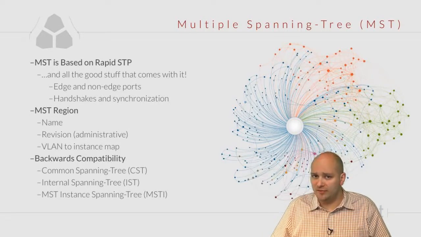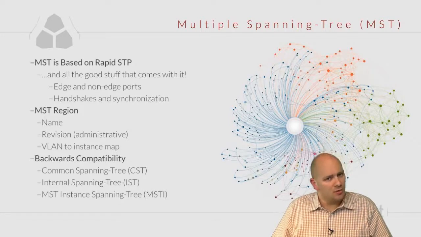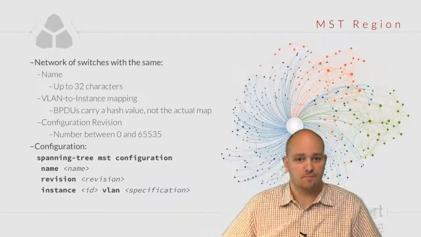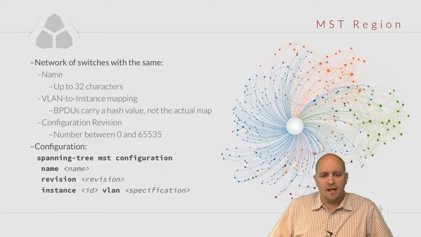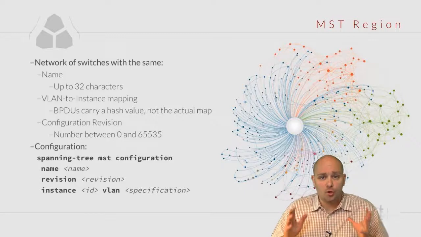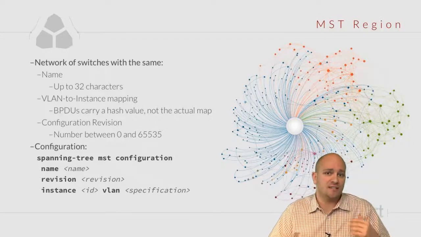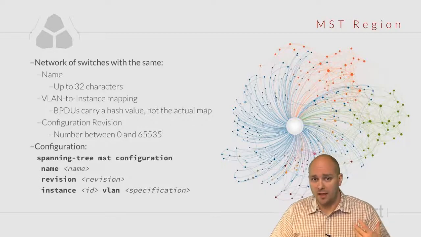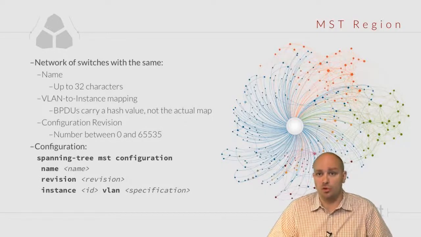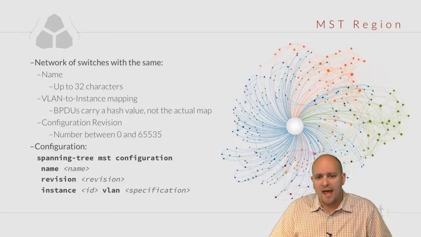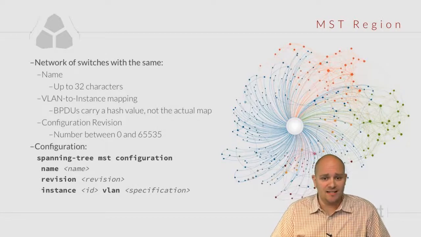There is a lot of stuff here that may sound confusing and may be a lot to fathom, so let me go ahead and explain a couple of these concepts. So let's talk about the MST regions. As I mentioned before, the MST region is a group of switches, a network of switches interconnected together that share the same configuration of the MST region name, or sometimes called domain name, which is a string of characters up to 32 characters long. And then we have the VLAN to instance mapping.